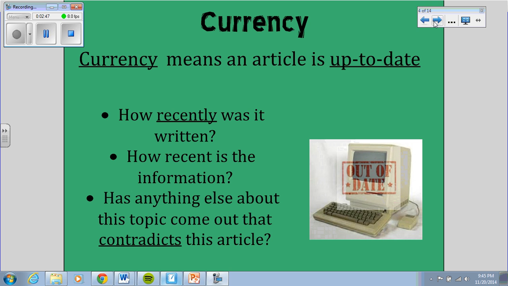So you want to make sure that whatever information your article is saying, it's the most up to date. There isn't anything new that is saying, no, whatever is on this article is now incorrect. If you think about these computers, which were way before all of your lifetimes, it's now out of date, right? It's not up to date anymore. So you want the latest information so that your information is the most correct.